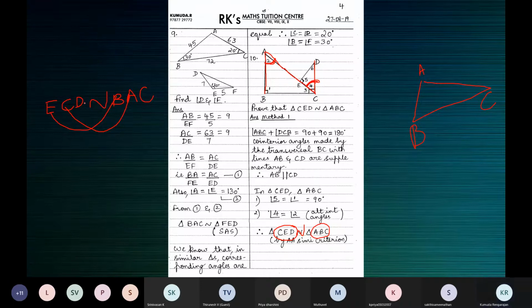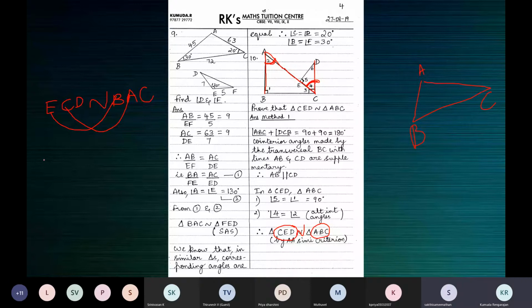CED similar to ABC. When you change the order here, change it in the same way here. If you want to write C first, if you want to say CED, then you must say ABC. Do we understand that? Yes, ma'am.